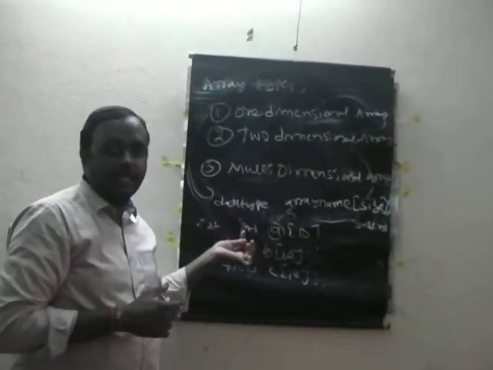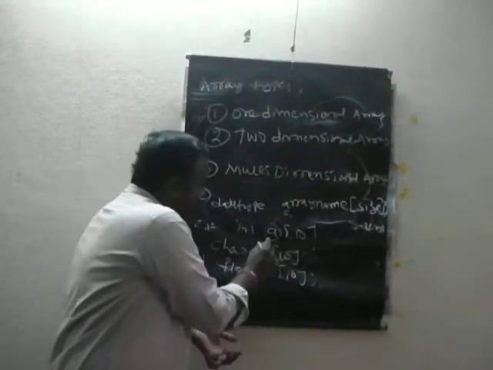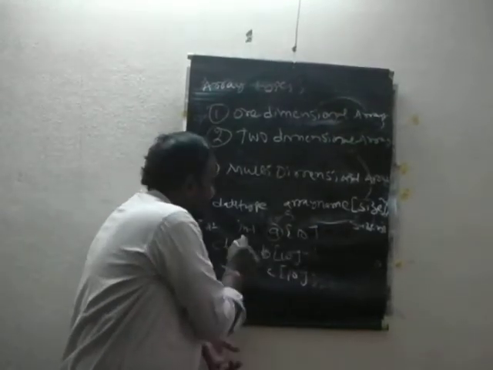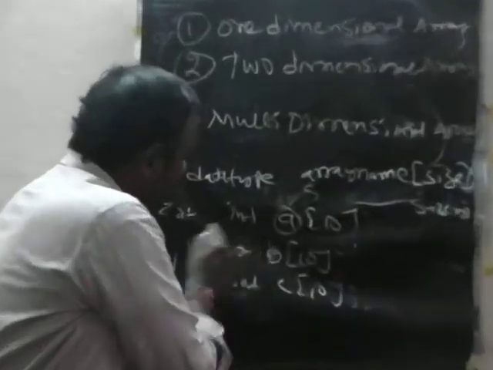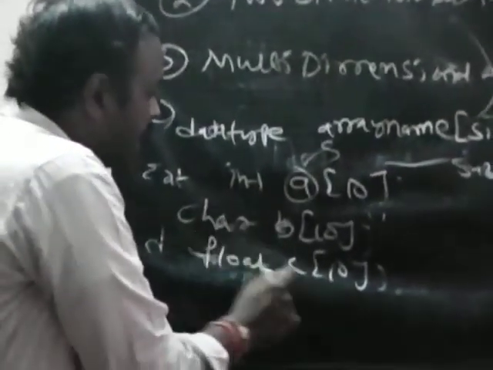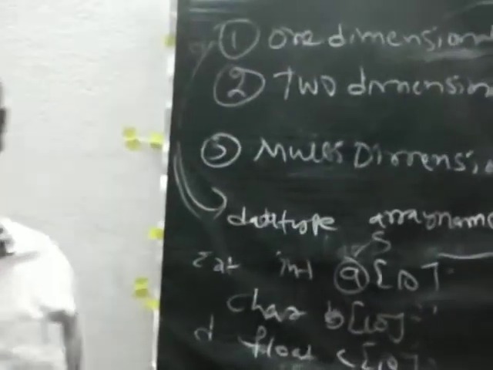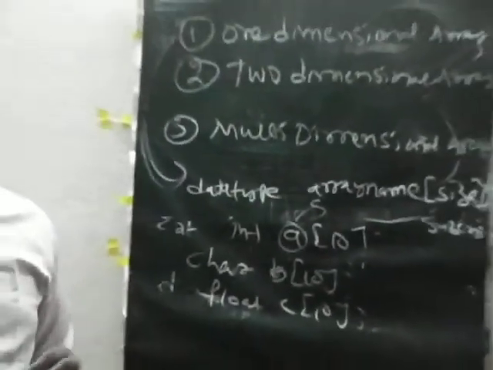So simply, we can declare an array easily. a is the array name having 10 similar data items that are integers. Here also the same, b is the array name having 10 elements of the similar data item, that is character. c is also an array name having 10 elements with float numbers.